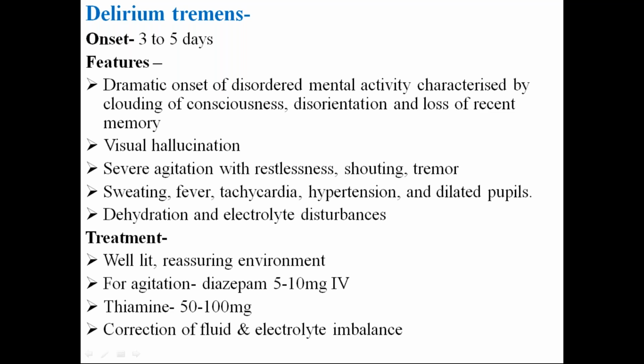So, what is the treatment? Reassure the patient. For agitation, give diazepam 5 to 10 milligrams IV, and thiamine 50 to 100 mg, and correct fluid and electrolyte balance if there is any imbalance. So, delirium tremens has an onset in 3 to 5 days. It is due to dramatic onset of disordered mental activity characterized by clouding of consciousness, disorientation, and loss of recent memory.